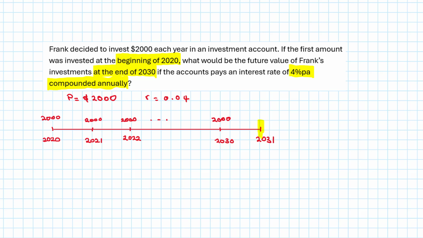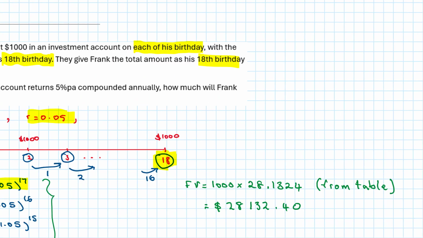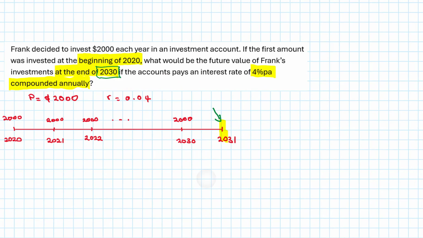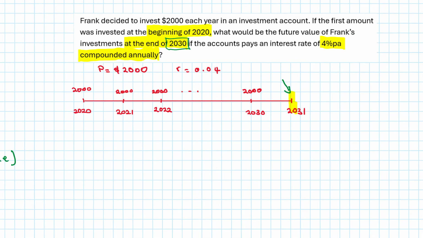Here is the end of 2030, beginning of 2031, but we'll never make it into 2031. We finish at the end of 2030. So there is no final payment at the end here, unlike the previous example. So let's do our calculation the same as before.